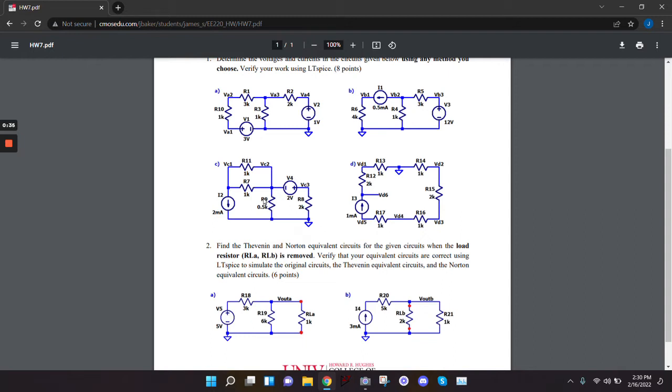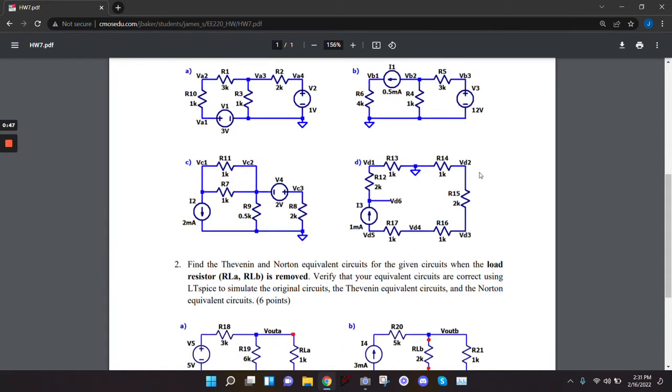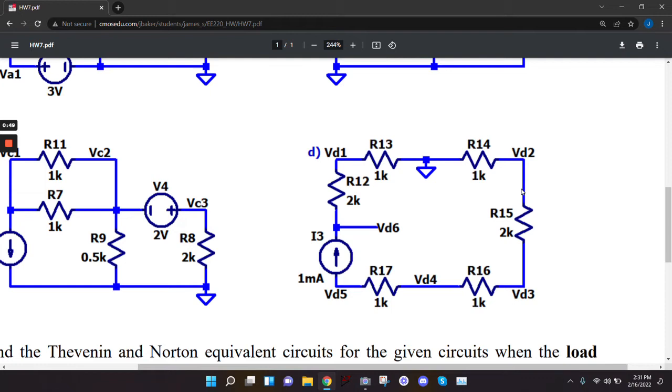Okay, yeah. What's up? D? Anybody else have problems with D? Okay, so a couple people. Basically, D is one loop, right? It's just one single loop, okay? And there's 1 milliamp flowing through the loop, okay? That means that right off the bat, you can find the voltage drops across all these resistors, okay?